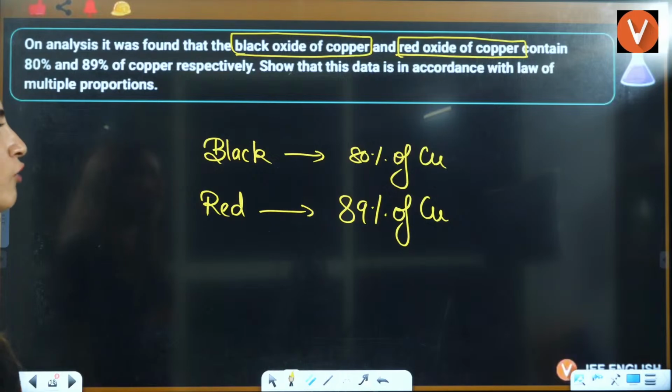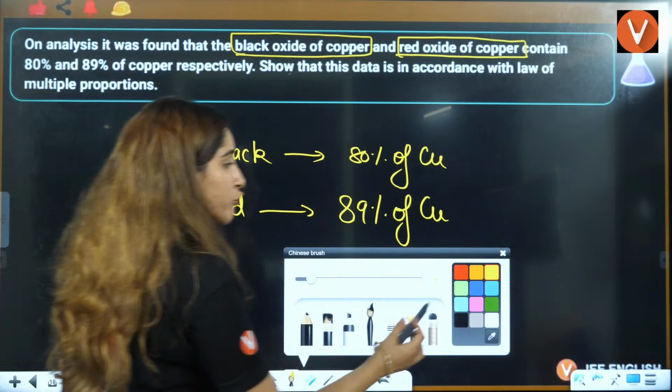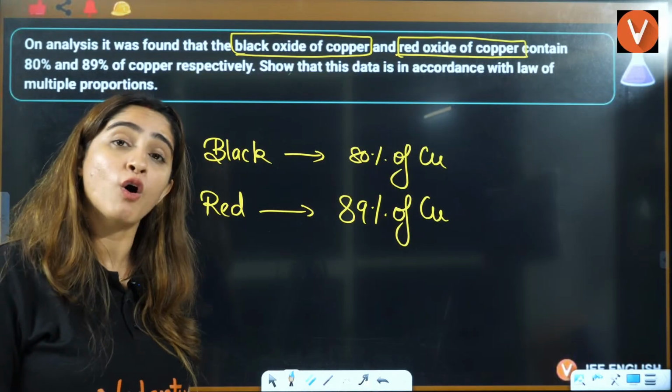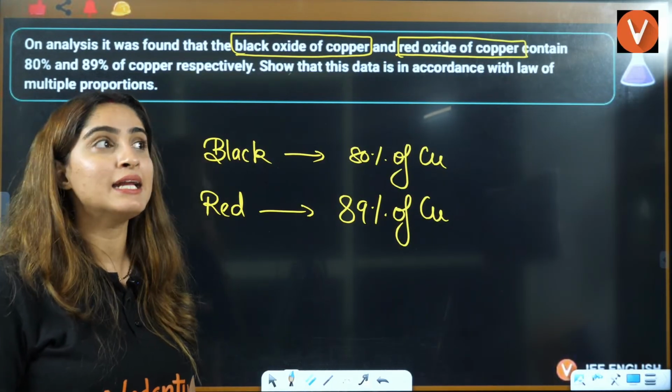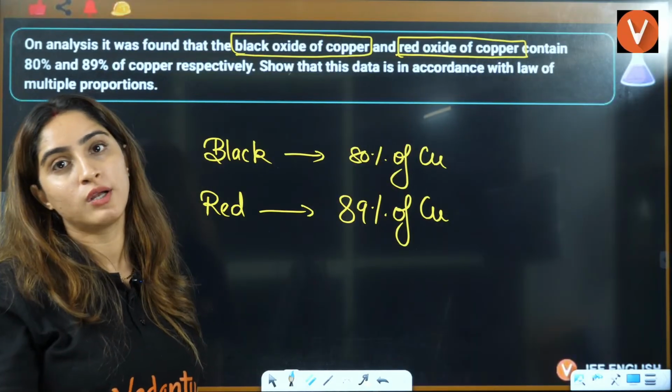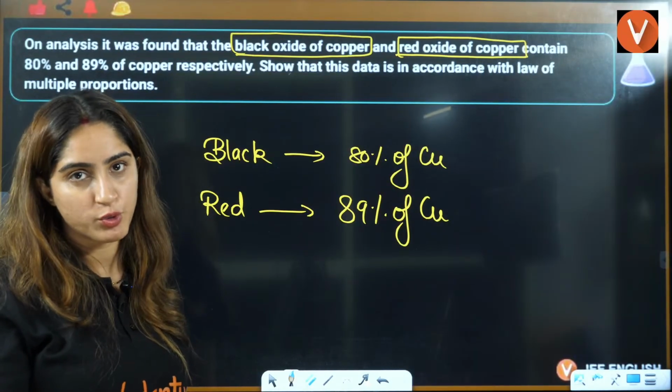Respectively. Now what you have to do is fix one thing. Either copper or oxygen you have to fix. Then you have to see if the other is in a simple whole number ratio or not. This is what you have to do.